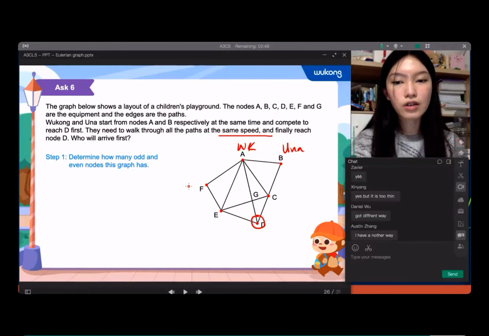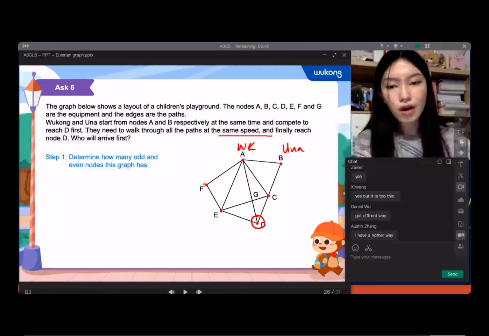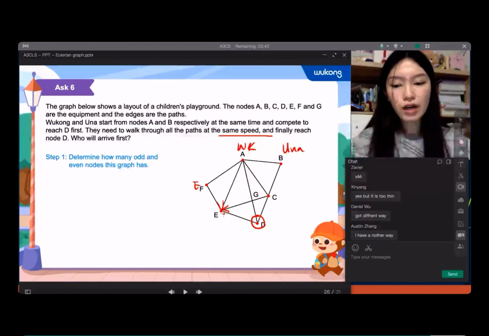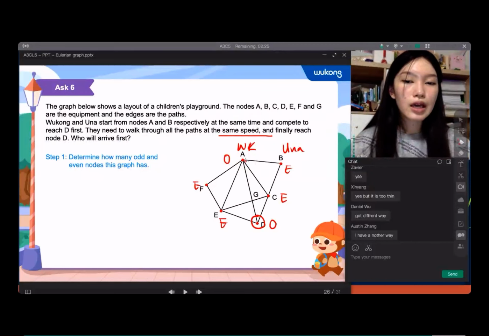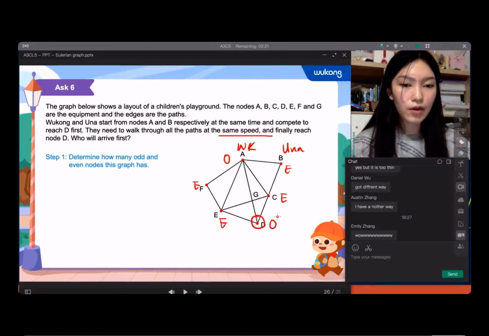Let's find out the odd nodes in the picture. So F obviously is even. E, we have 1, 2, 3, 4. That would make it even as well. And what about D? 1, 2, 3, odd. C: 1, 2, 3, 4, C is even. B: 1, 2, B is even. And A: 1, 2, 3, 4, 5. A is an odd node. So we have the nodes A and D as our odd nodes in the diagram, okay?